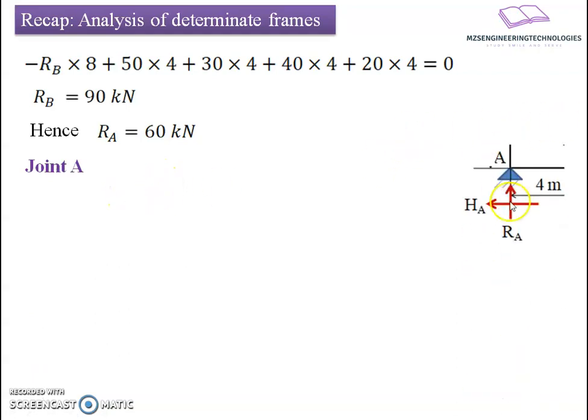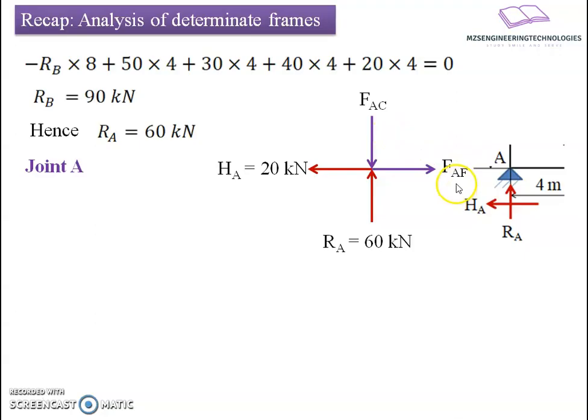If I take joint A here, there are two known forces and two unknown member forces. In the free body diagram, one reactive force RA equals 60, second the horizontal reaction HA equals 20, and member forces FAC and FAF. The A to F member force is FAF, and the A to C member force is FAC. Now I will apply equilibrium equations for this joint. At a joint the force system is a concurrent force system, so only two equilibrium equations are available.